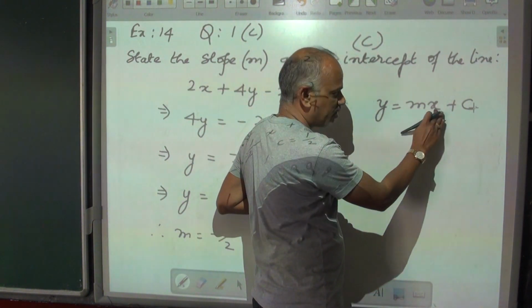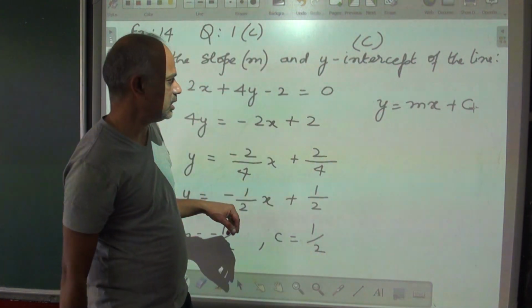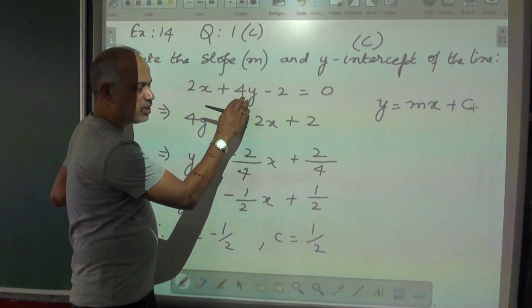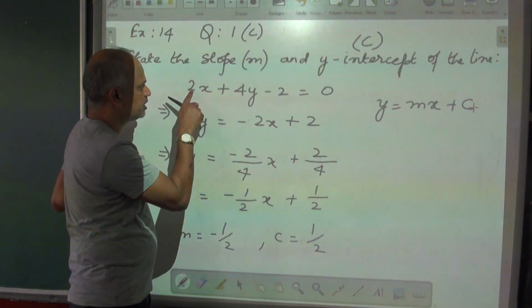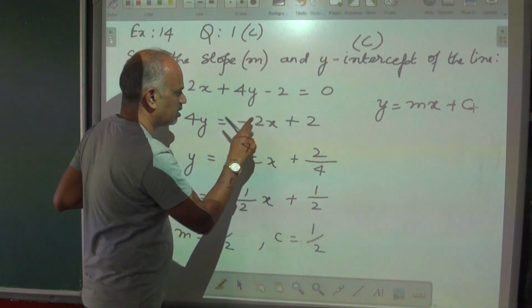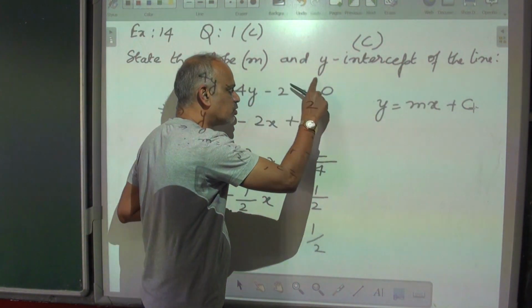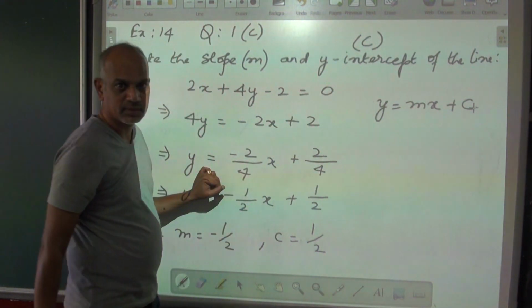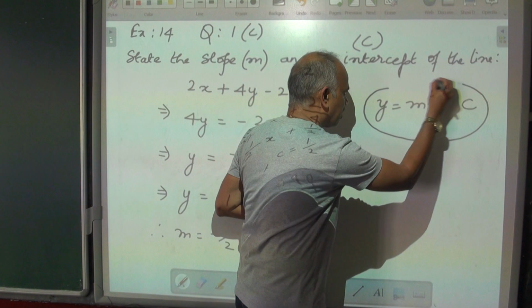X should be the first term on the right and then the c value. So y should be on the left. So I am keeping this on the same side, shifting this to the other side, minus 2x, 2x goes that side, minus 2x, and then the minus 2 goes that side, becomes plus 2. But again, this is the form that you have to arrange it in, this one.